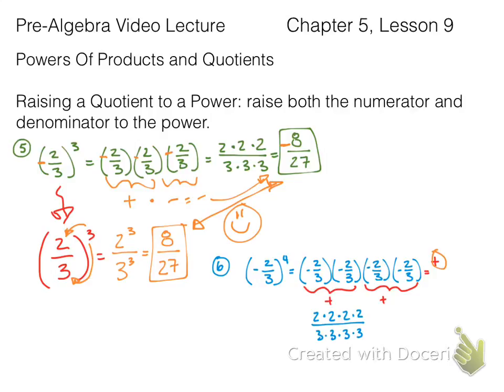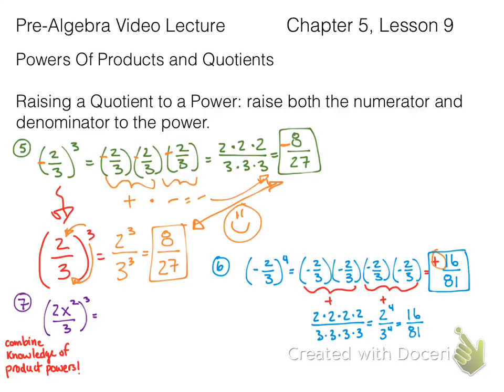So that would be 2 times 2 times 2 times 2 over 3 times 3 times 3 times 3, which is 2 to the 4th power equals 16, and 3 to the 4th equals 81. And again, the other way you could have done it is just distributing the exponent, knowing that a negative times a negative is a positive, times a negative is a negative, times a negative is another positive, and therefore getting 2 to the 4th over 3 to the 4th. Okay?